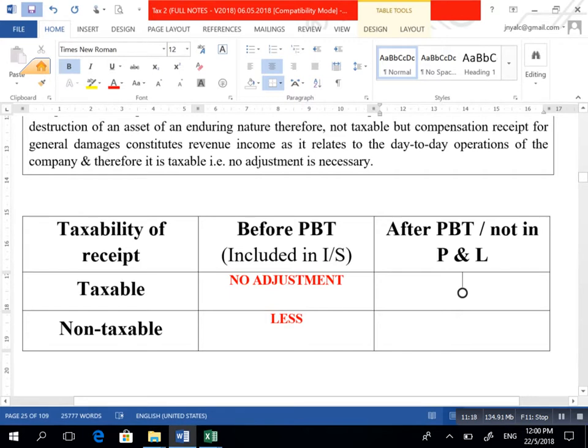So let's fill up what adjustment here. Yes. Okay. So class, how should we fill in here? Taxable income but never included in P&L. Yes, we have to add. Not taxable income, never included in P&L. Yes, then no need to do anything also, right? No adjustment.